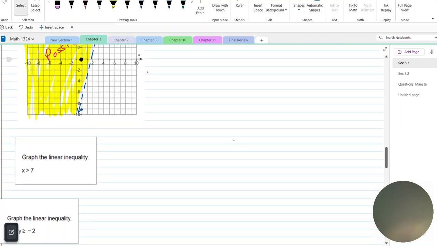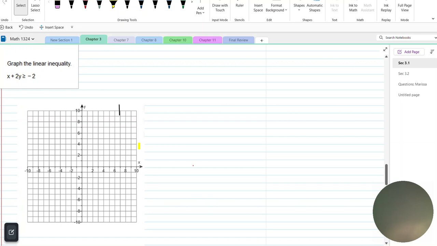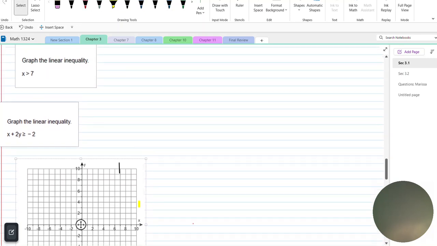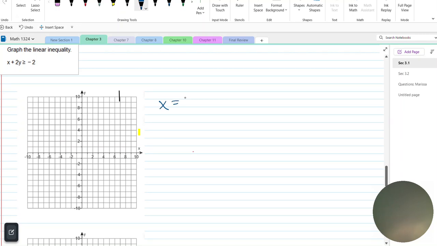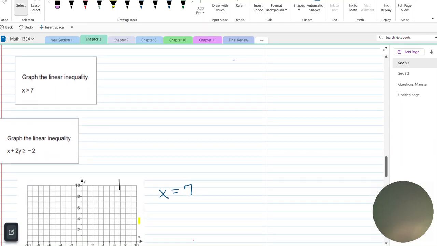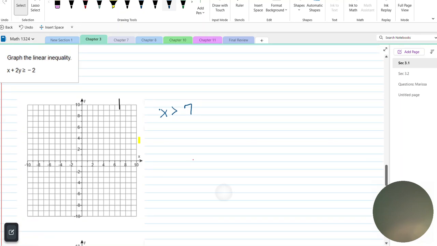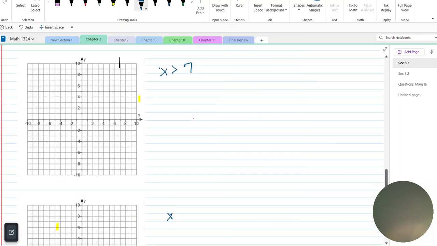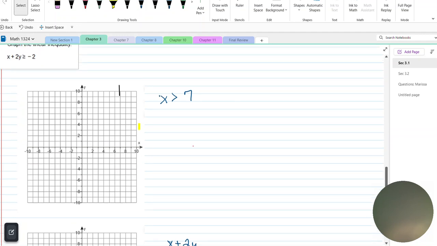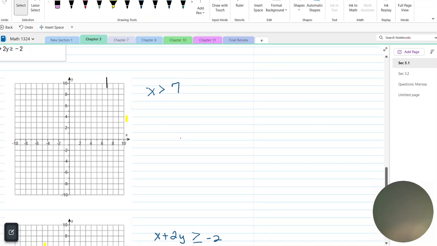All right. So let's do, and I think, okay. Now what I'm going to do here, this one is going to be, because it didn't cover exactly, x is greater than 7. All right. And then we'll do the other one as x plus 2y is greater than or equal to -2. All right. So let's do this guy. Well, this says x has to be greater than 7.